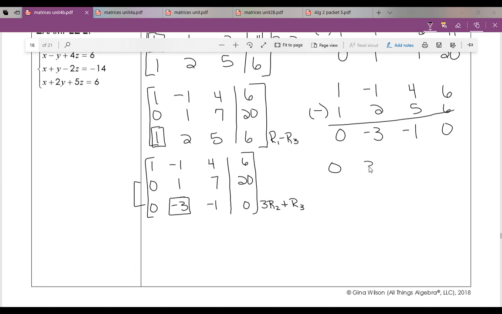So 0, 3, 21, 60. I multiplied row 2, every number by 3. We're adding this time 0, -3, -1, and 0. So I get 0, 0, 20, and 60.